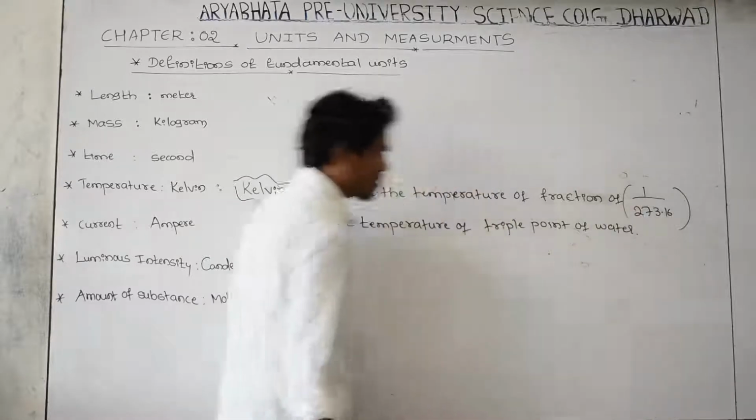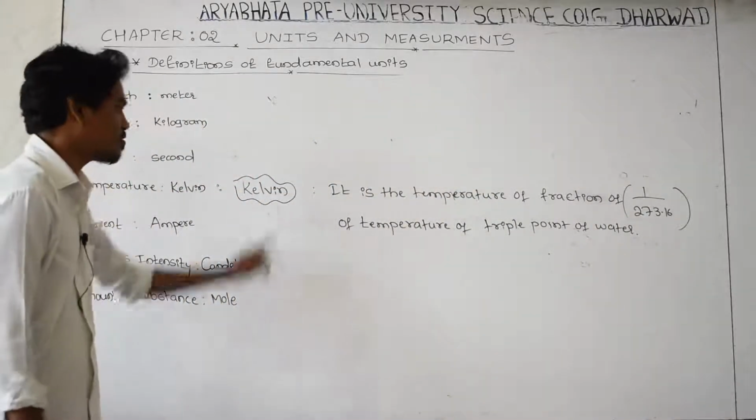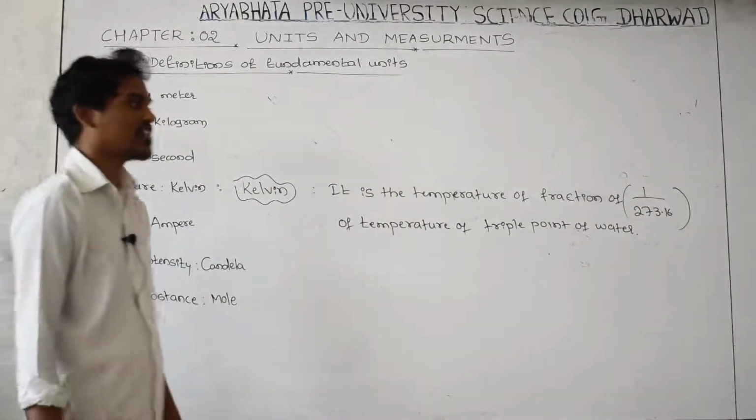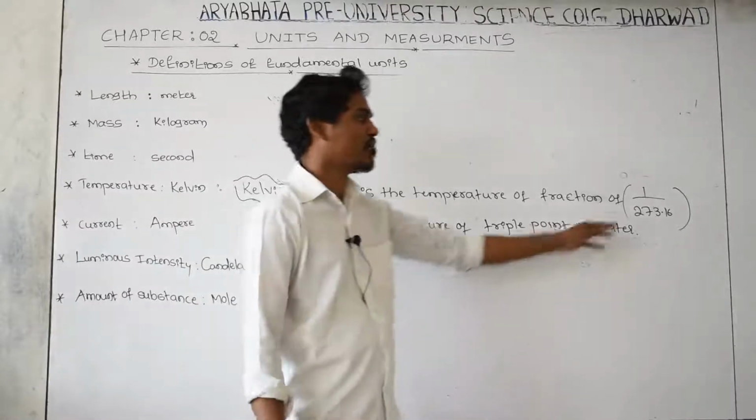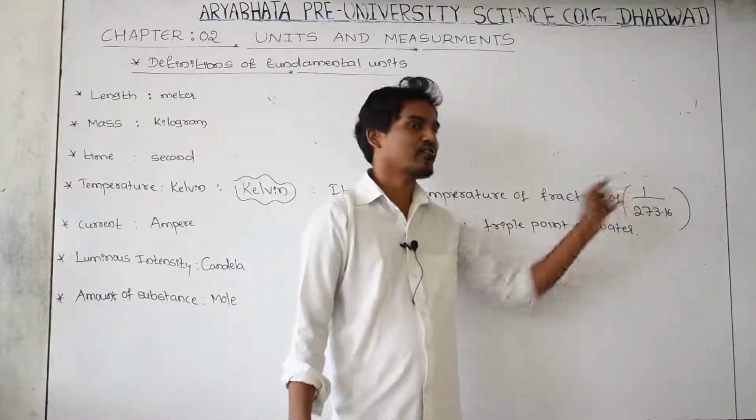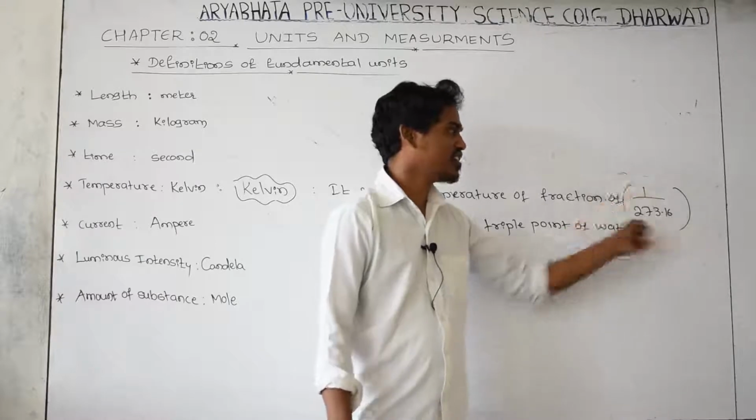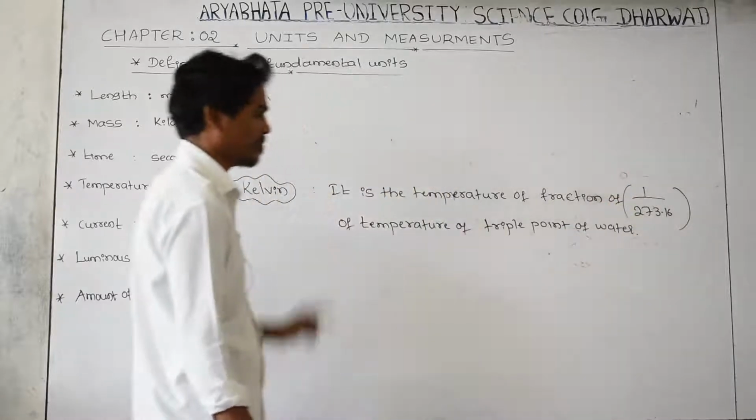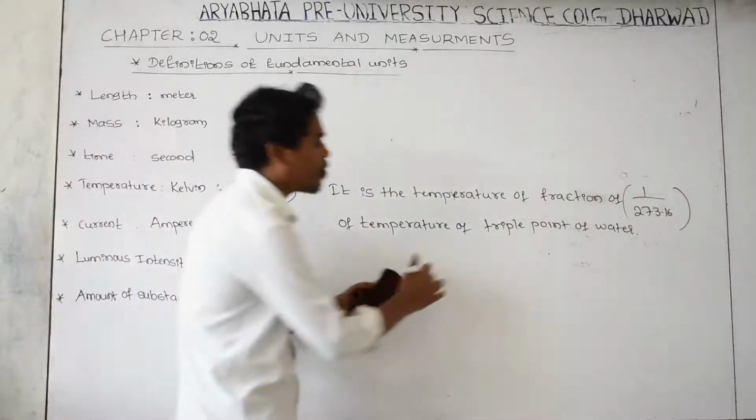And this is a difficult one. Try to understand what is the definition. What is 1 Kelvin? 1 Kelvin is the temperature that you get when you take 1 by 273.16 of the triple point temperature. Then what do you mean by triple point of temperature?